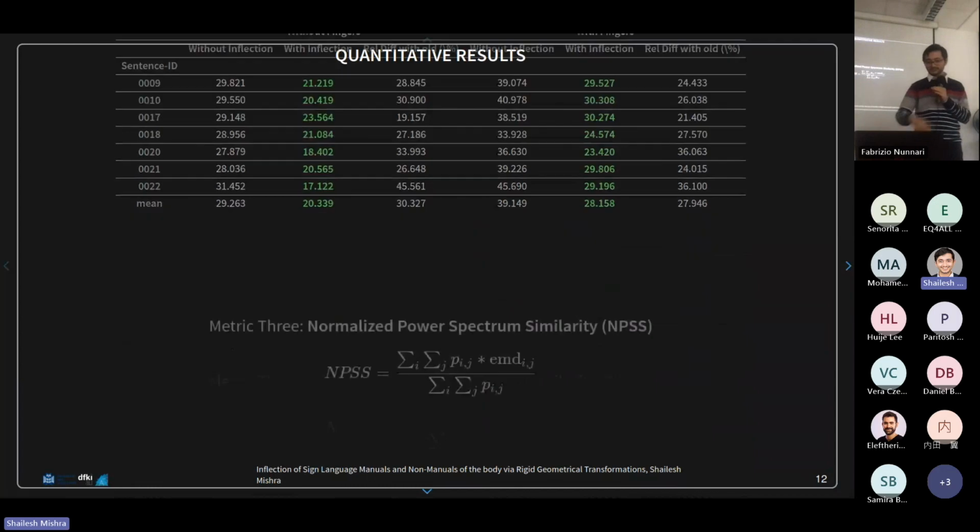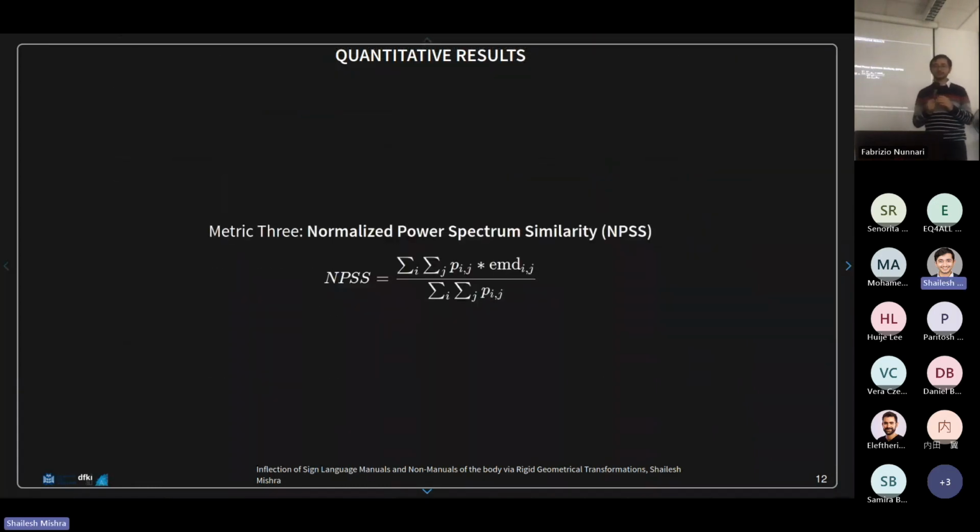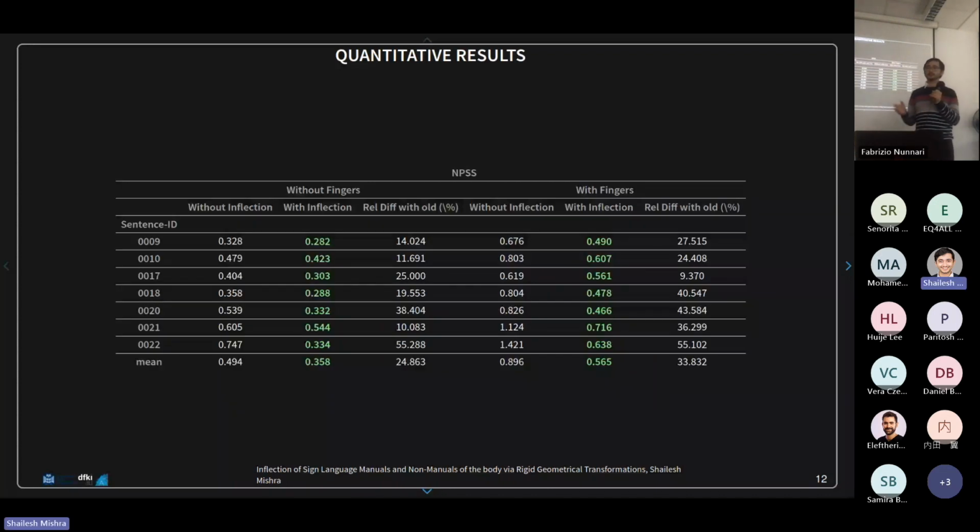And finally, we have this loss, which we call the power spectrum similarity loss. It looks a bit complicated, but the idea here is you analyze the frequency of the joint angles so that you see whether your animation is natural or not. So this loss is designed to measure if your animation looks fluid or natural, right? And if you compare it, we have reduced the loss compared to the simply concatenated version. Our loss with inflection is less than the one without the inflection. Nice.